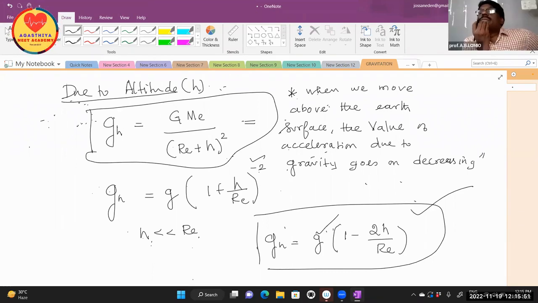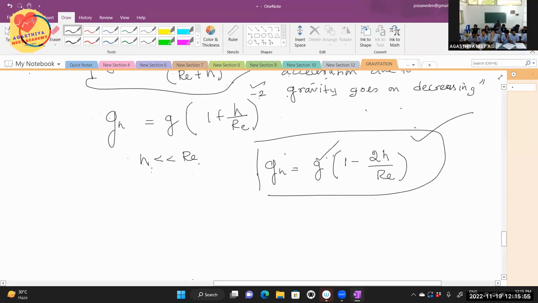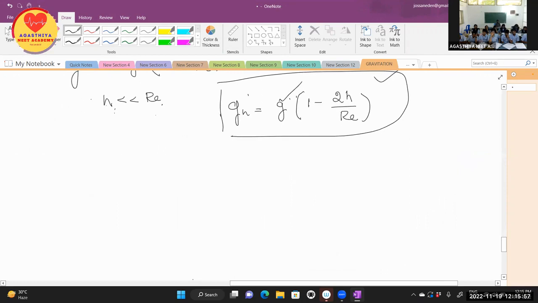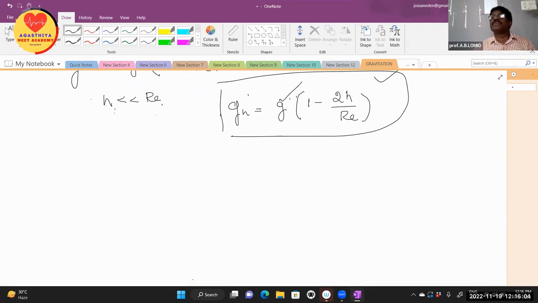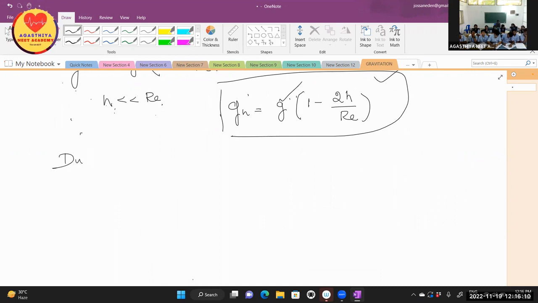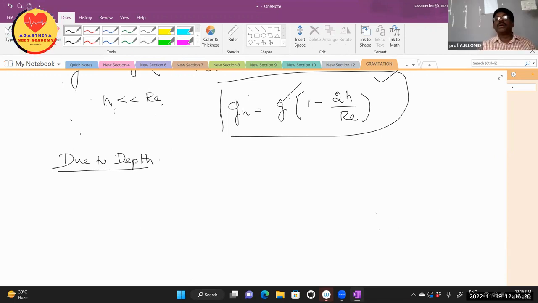Have I finished? Now, we see the variation of acceleration due to gravity with respect to the depth.